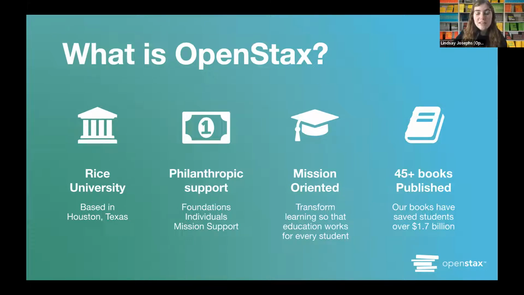So for instance, every time an instructor pairs one of our free textbooks with one of our low-cost technology options like XanEdu FlexEd, that organization will give us a small mission support fee that allows us to create new content and improve our existing content. As a nonprofit, we are mission-oriented, and our aim is to transform learning so that education works for every single student. Since 2012, we have published a library of over 45 free, openly licensed textbooks, in the process saving students over $1.7 billion.